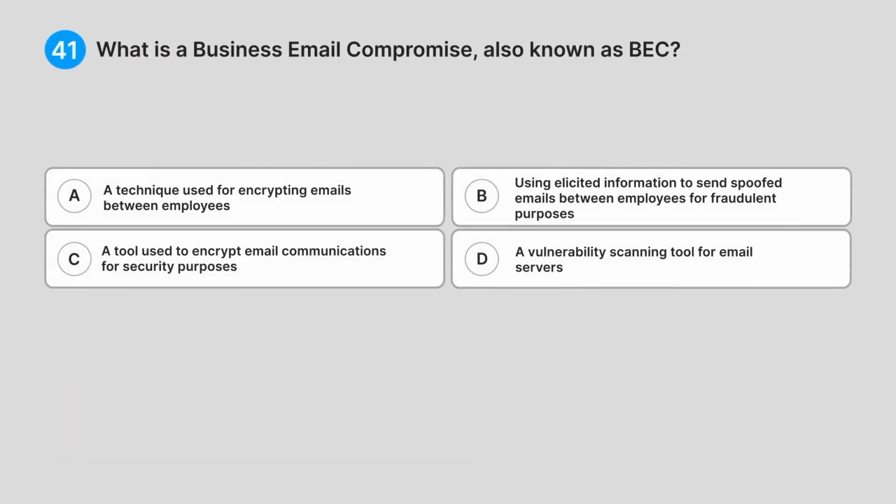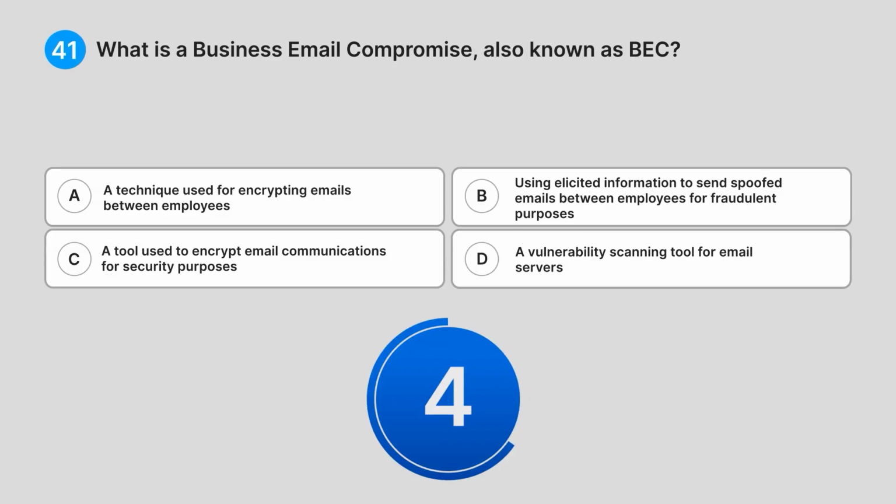41. What is a business email compromise, also known as BEC? A. A technique used for encrypting emails between employees. B. Using elicited information to send spoofed emails between employees for fraudulent purposes. C. A tool used to encrypt email communications for security purposes. D. A vulnerability scanning tool for email servers. What do you think is the answer?